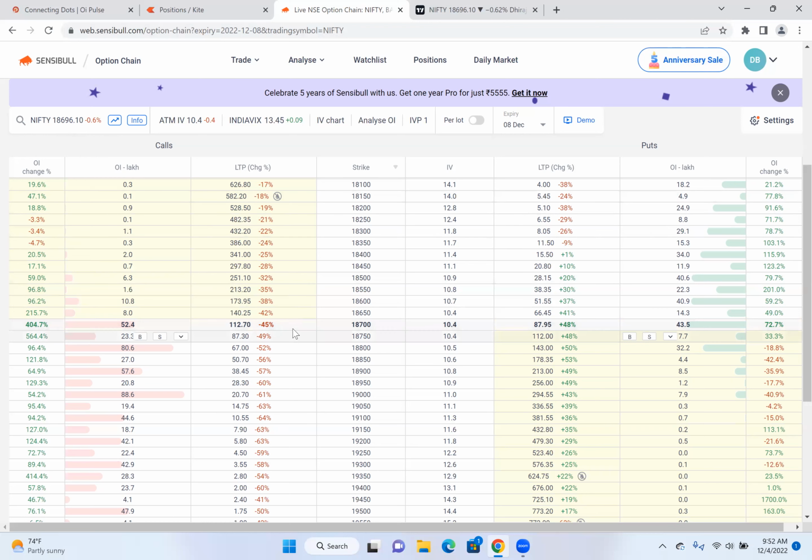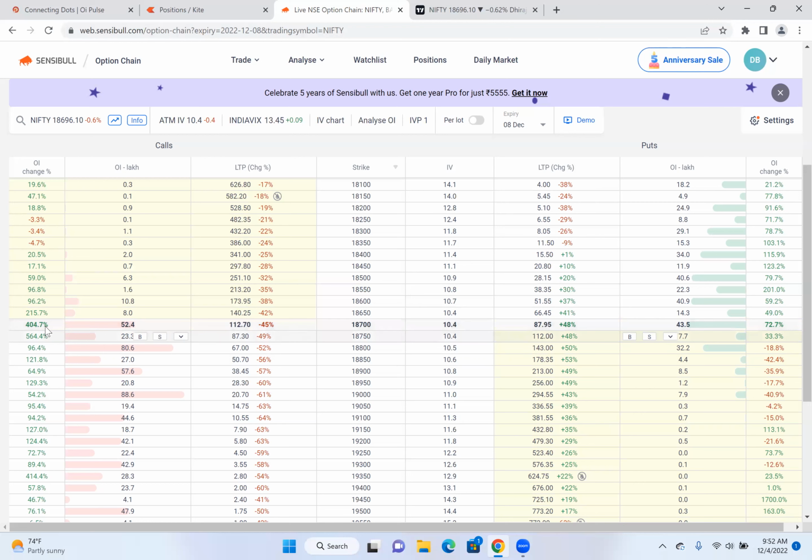So what is the premium for 18,700? Anyone want to prompt? 112. Correct. Now, what is this OI in lakh? 52.4 lakh OI. Now, OI is reported by quantity. So if you look at the number of contracts, it would be 52.4 divided by 50, so about 1 lakh unique contracts are there at 18,700.